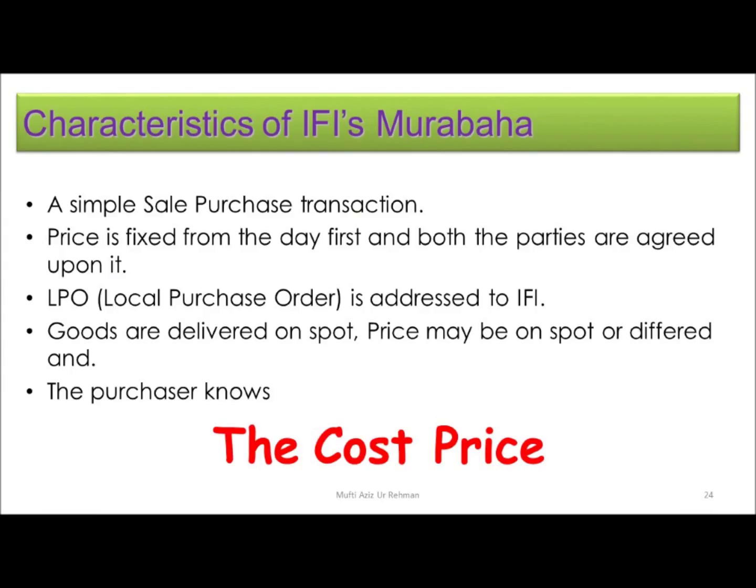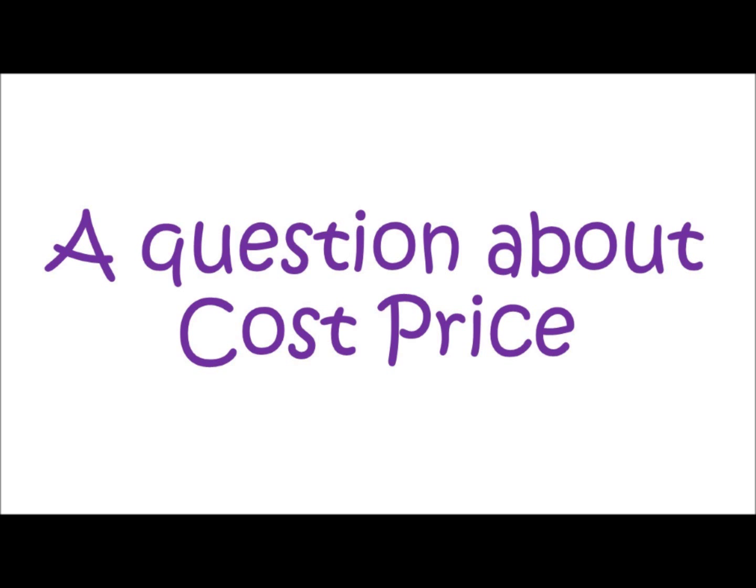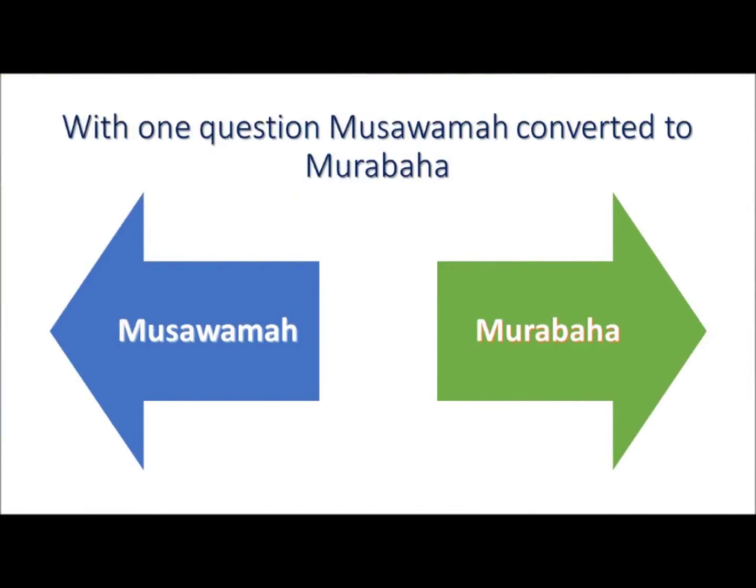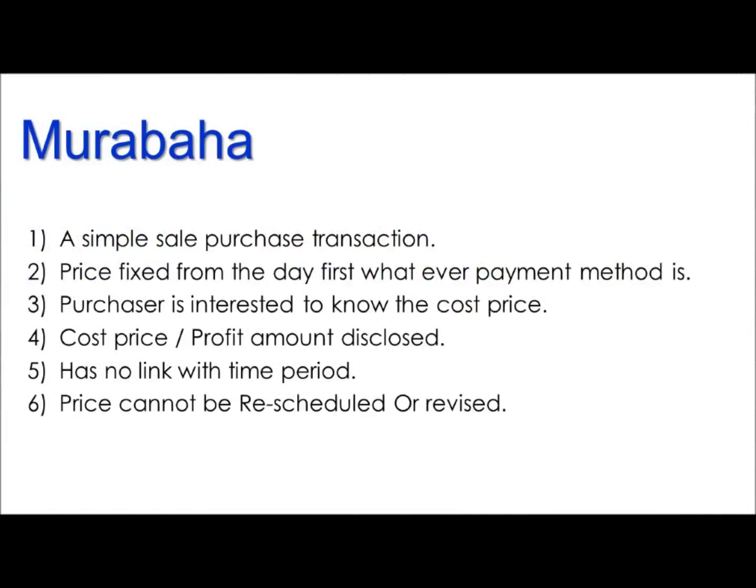And the purchaser knows the cost price. What you can say in other words? And the purchaser knows the profit amount, because the total sell price is the combination of two things: cost plus profit. If we know cost, we know profit. If we ask about profit, we know the cost price. We will only do deduction. So the purchaser knows the cost price, or the purchaser knows the profit amount. And following the sequence is very important. And inshallah in the coming slide you will see what is the sequence of Murabaha.